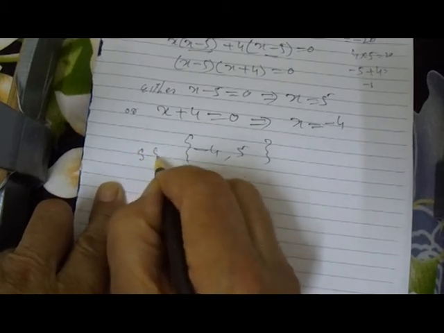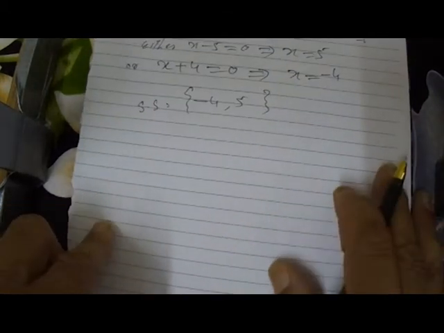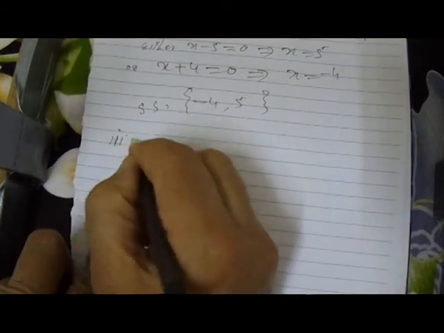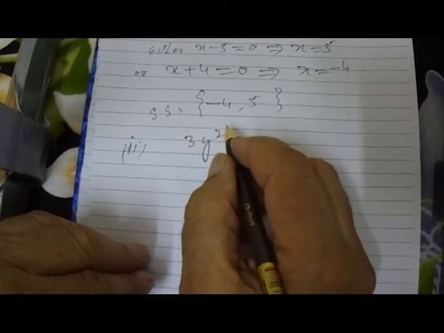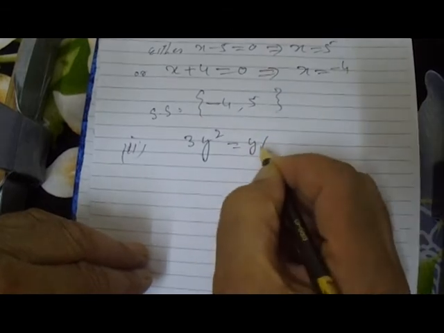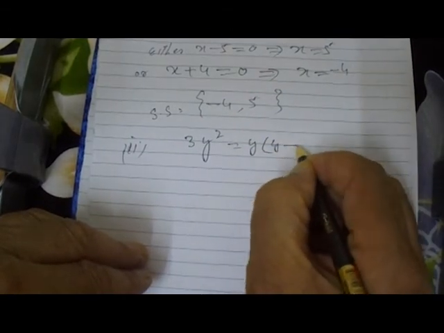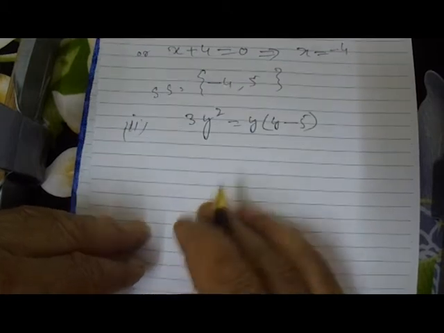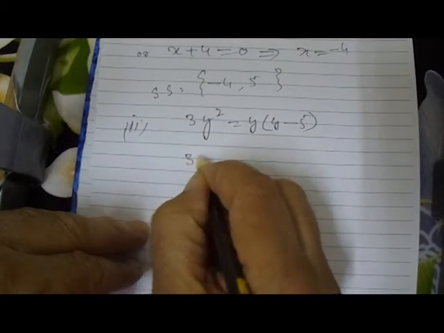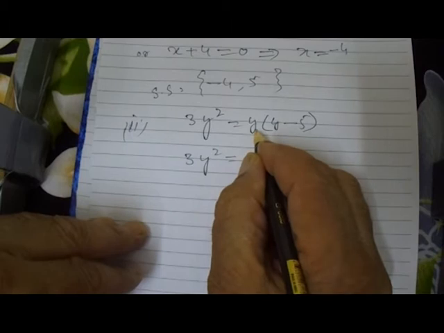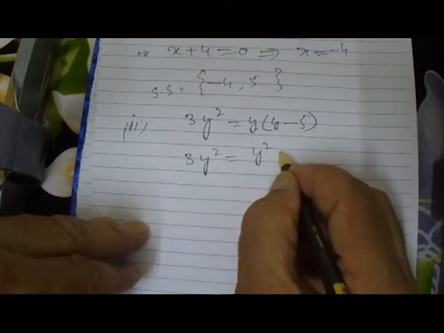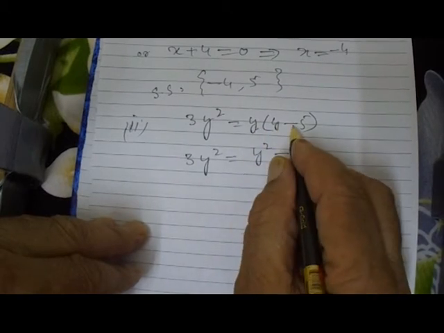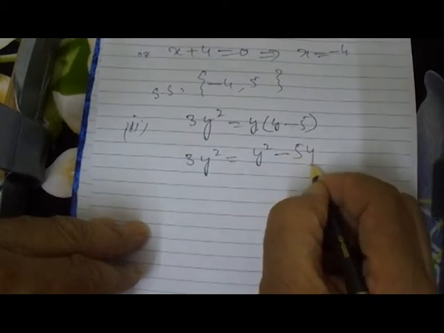We write here solution set. Now the second part of question number 2 is 3y square is equal to y in brackets y minus 5. Now we write here 3y square is equal to, we multiply y by y, y square, y multiplied by minus 5, we get minus 5y.